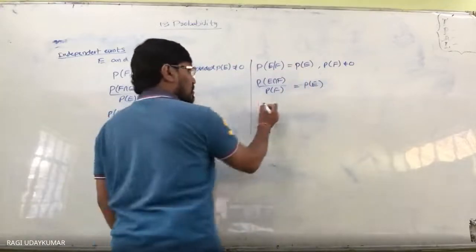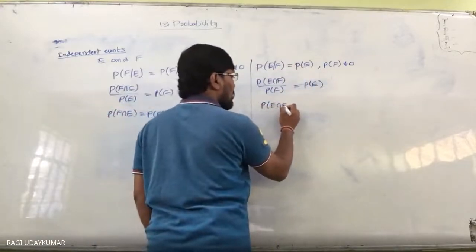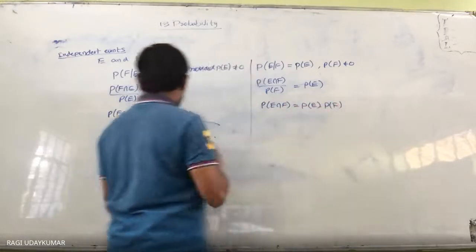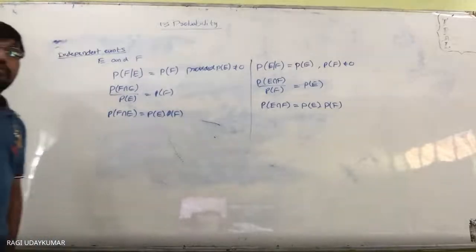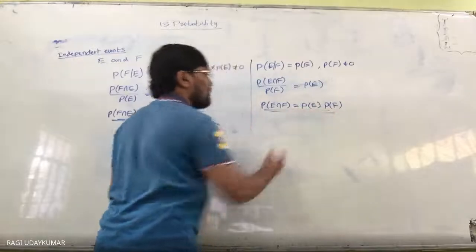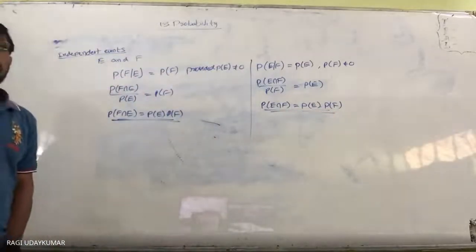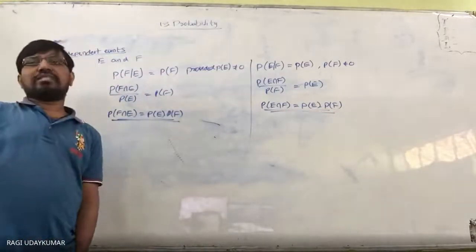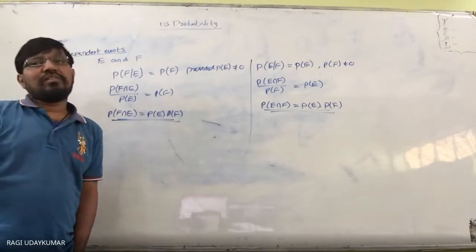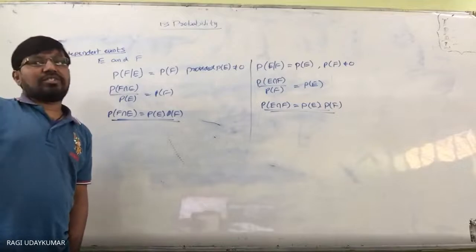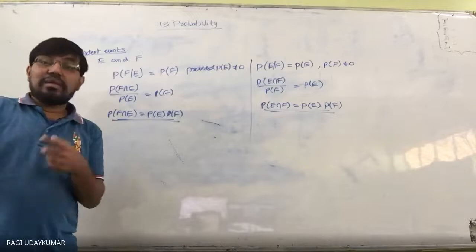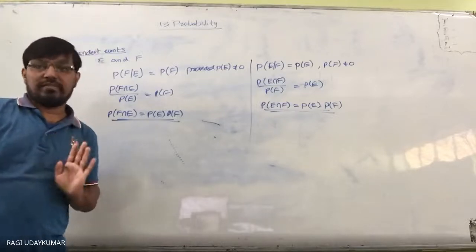Multiplying those, what do you get here? The probability of E intersection F is equal to the probability of E times the probability of F. In both cases, you get this. If you verify that the probability of the intersection of the two events is equal to the probability of E times the probability of F, then you can say that the two events E and F are independent events. And please remember that independent events are completely different from mutually exclusive events.